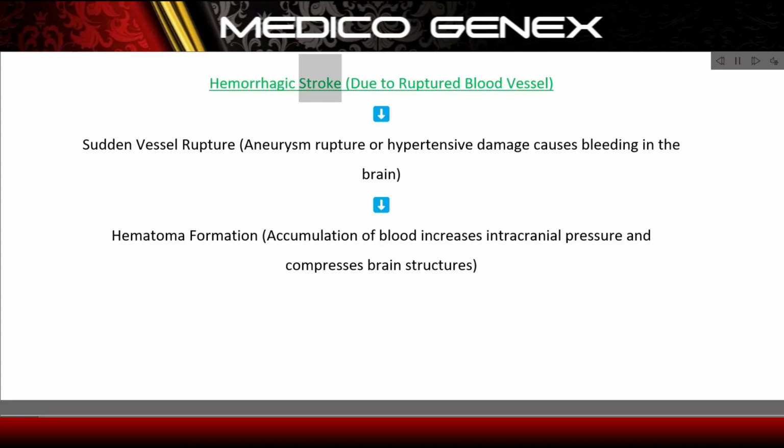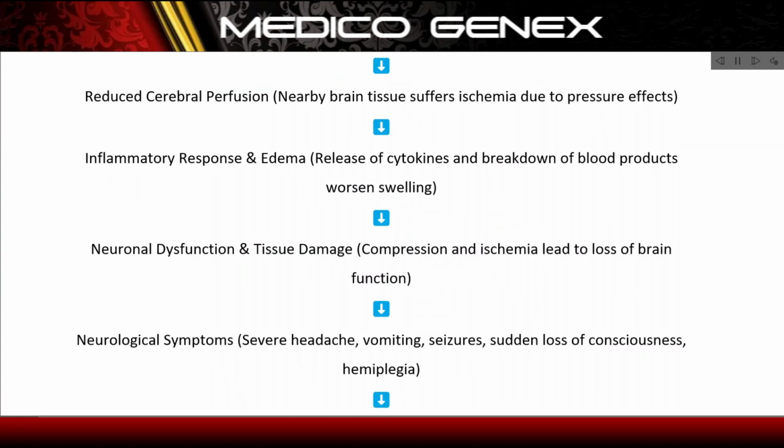Hemorrhagic stroke, due to ruptured blood vessel. Down arrow. Sudden vessel rupture, aneurysm rupture or hypertensive damage causes bleeding in the brain. Down arrow. Hematoma formation, accumulation of blood increases intracranial pressure and compresses brain structures. Down arrow. Reduced cerebral perfusion, nearby brain tissue suffers ischemia due to pressure effects.